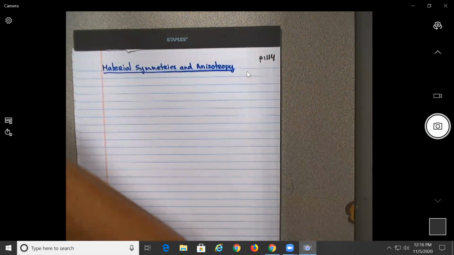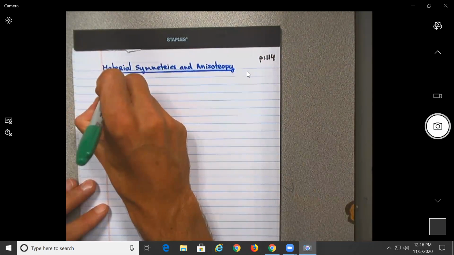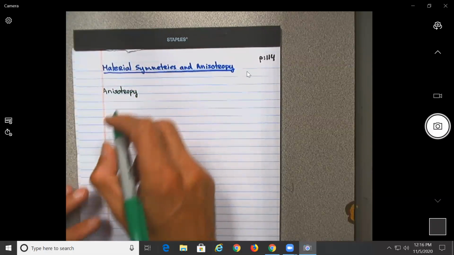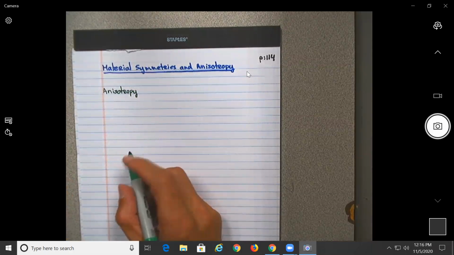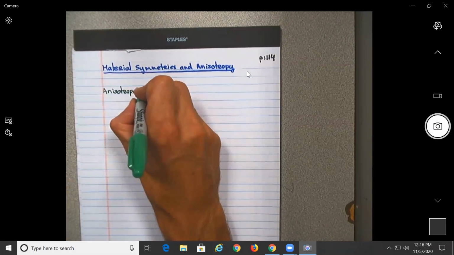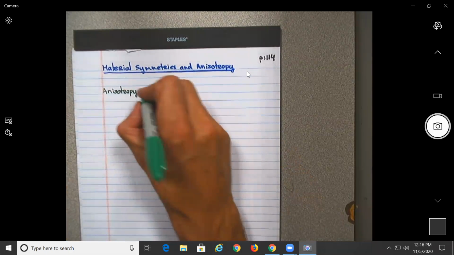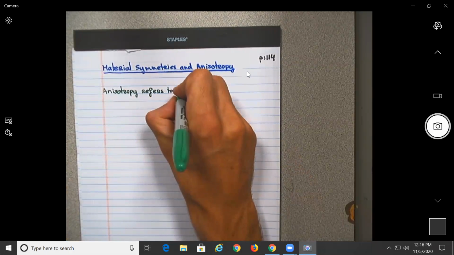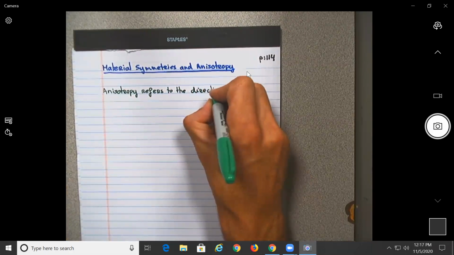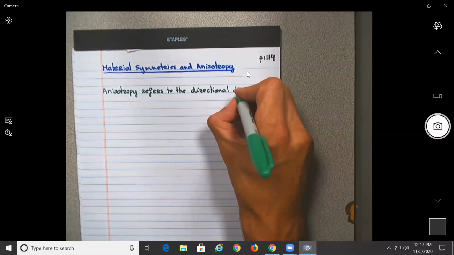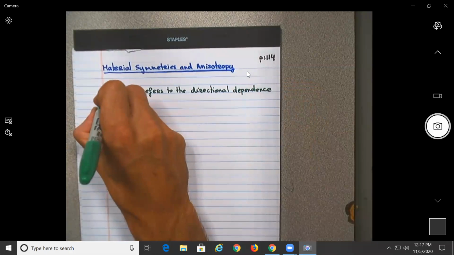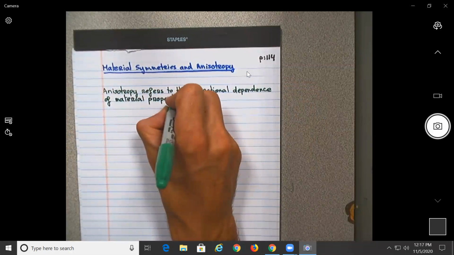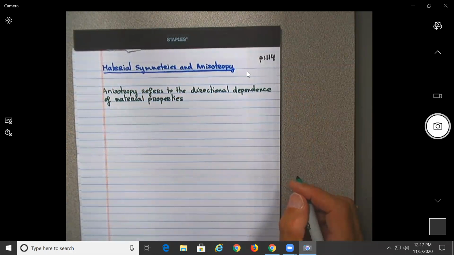Okay, so let's first start by giving some definitions. What is anisotropy? So basically what is isotropic would be the same property. This would be the opposite, no? Okay. So anisotropy, in a more general sense, refers to the directional dependence of material properties. So basically it means that the material properties might not be the same in the X, Y, or Z direction, the 1, 2, 3 direction.